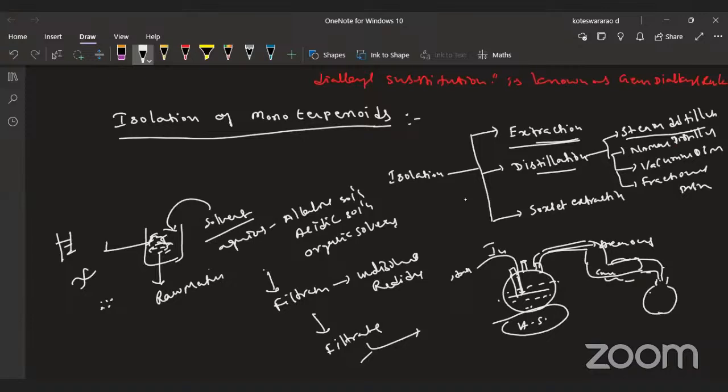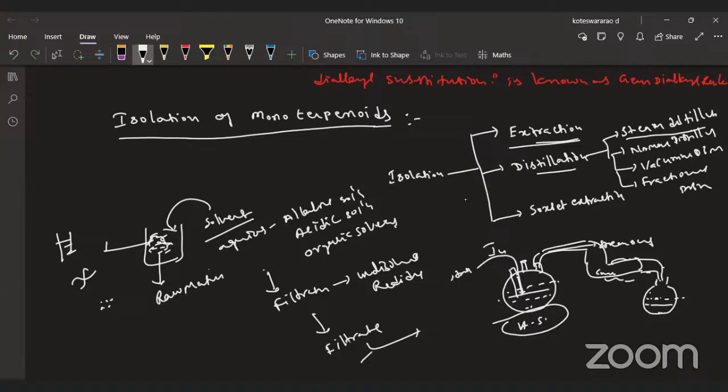Suppose this is the collection point. The water is at the bottom, and the collected organic compounds or natural products form a separate layer. Therefore, they are separated into two individual layers: one layer containing the natural products, one layer containing the water. This is steam distillation.